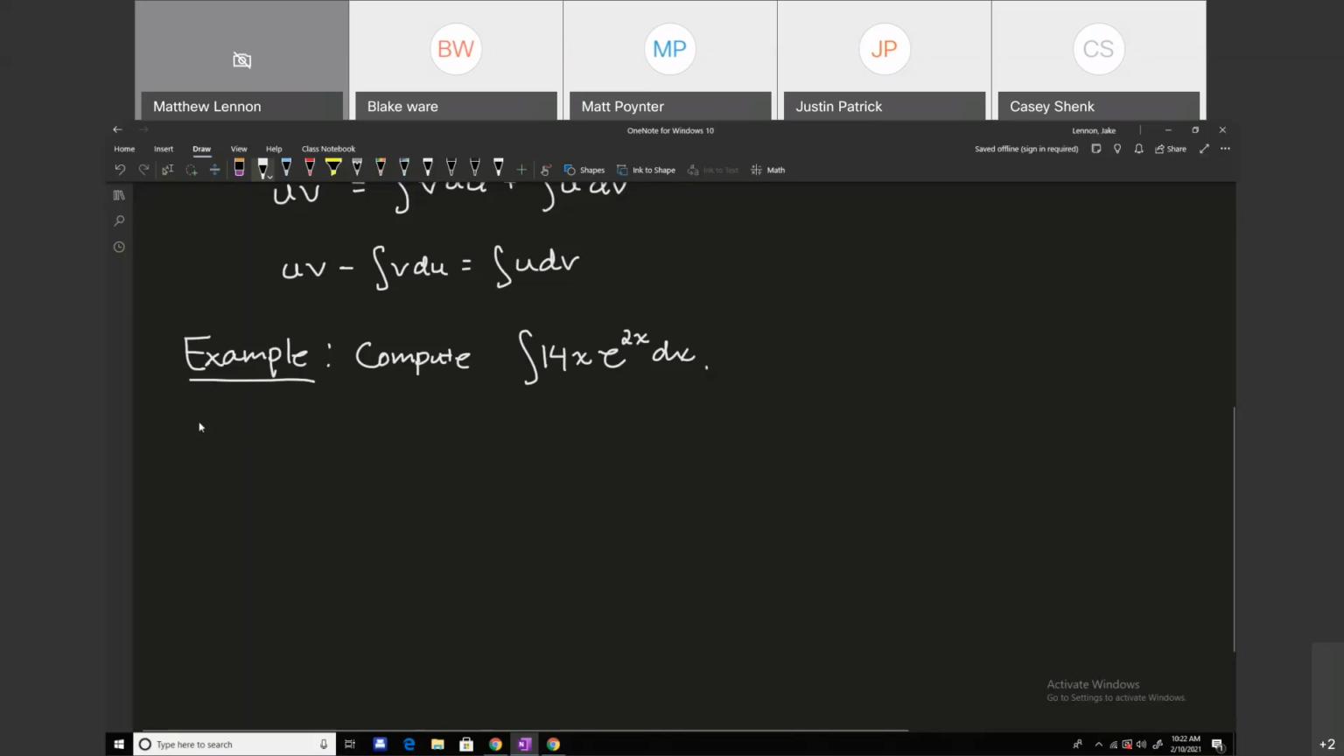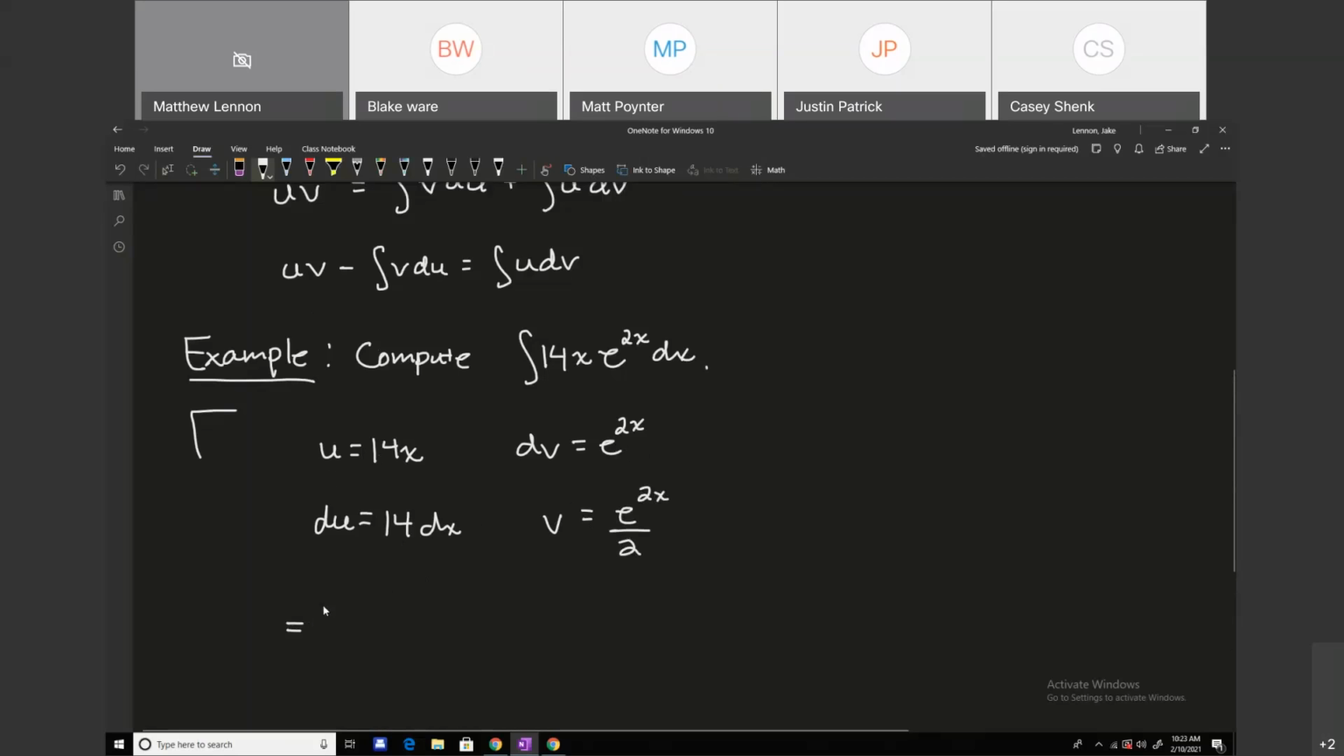So in this example, the correct choice is going to be letting u be 14x and letting dv be this e to the 2x. And basically what you do is you differentiate the u, so you get du is equal to 14, and I'll write dx as well. And then the integral of dv would be v, which is e to the 2x divided by 2. Now these are the constituent parts of the formula above, the uv minus the integral of v du. So this becomes your integral.